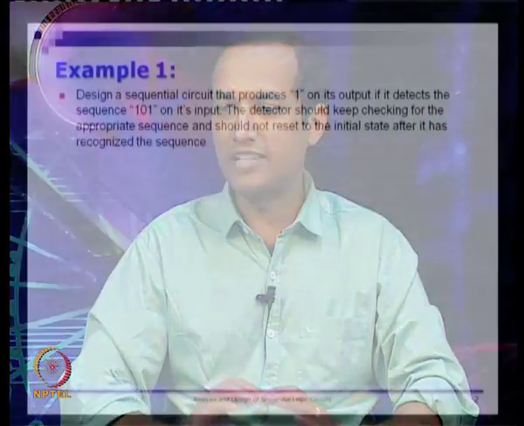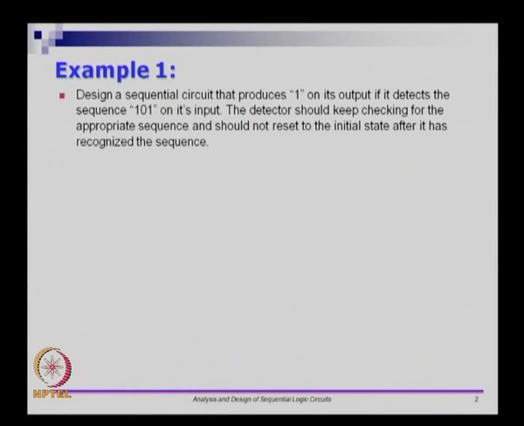So let us start with an example problem. The example problem seems to be wordy, but let us see what it is. It says: design a sequential circuit that produces a 1 on its output if it detects the sequence 101. We have already done something similar earlier, but on seeing a 101 it should produce a 1, and the detector should keep checking for the sequence 101 and should not reset to the initial state after it has recognized the sequence. As and when there is a 101 coming in, it is supposed to check it, and whenever there is a 101 it is supposed to give a 1.